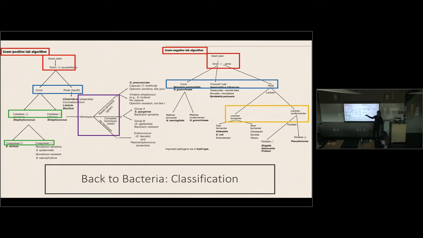And that actually is part of the mechanism that strep has to be invasive and cause disease in humans, is related to the way it hemolyzes things. So it's not that important that you obviously know all these things, but this is sort of the reason that we do this classification system.